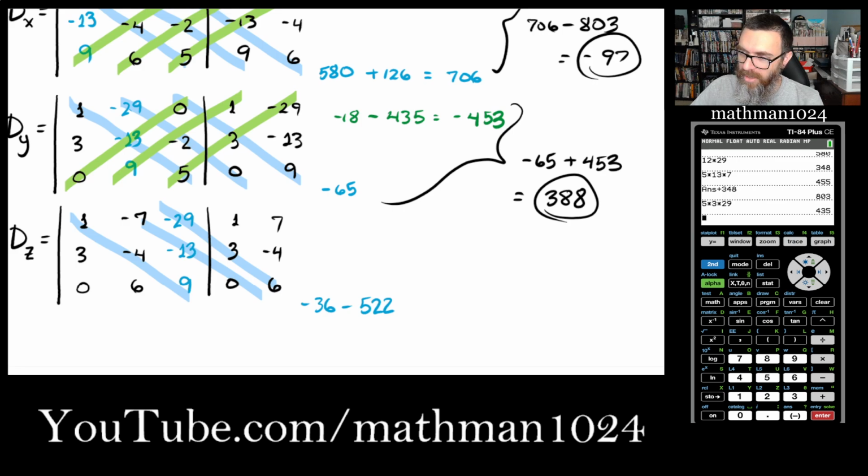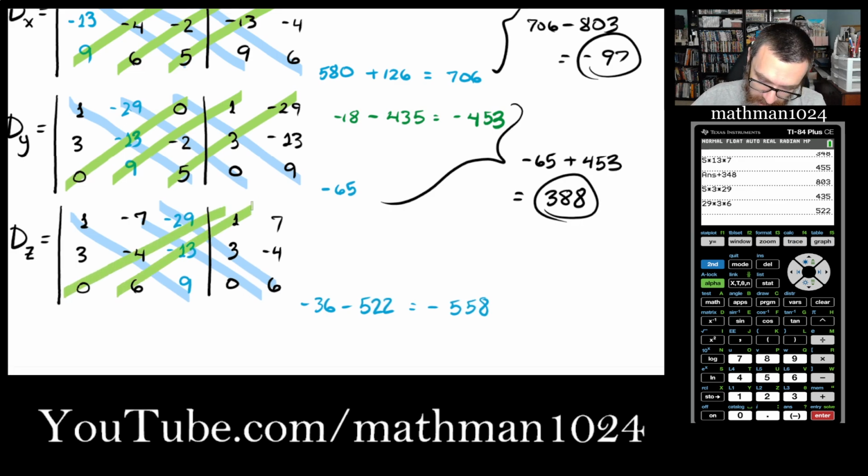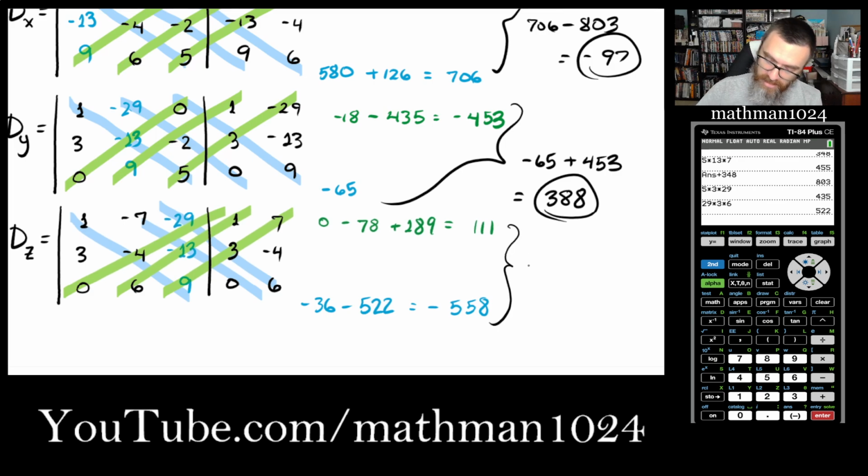But again, let's double check. No need for carelessness. All right. It is a negative, and combined is a negative 558. And let's check these diagonals. So we start off with a 0. 6 times negative 13 times 1 is negative 78. 9 times 3 times 7. We're actually going to do 9 times 7 first because that's 63. Times 3 is 189. So plus 189. This gives me a positive 111. So that when I combine these, negative 558 minus 111 equals negative 660.